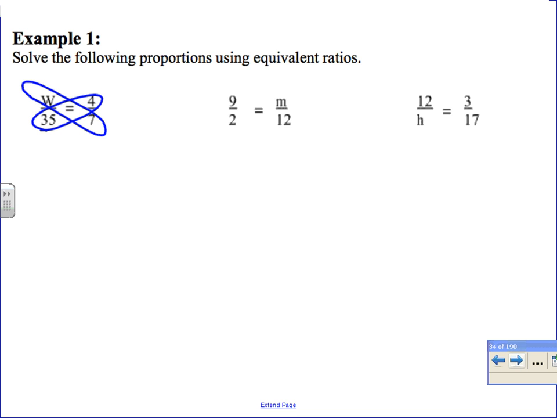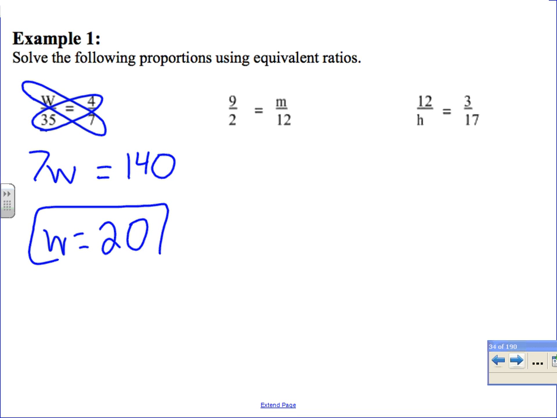So here's what happens. 7 times W is 7W, which is equal to 35 times 4, which is 140. So we're making it into an equation. And then, isn't it awesome? Divide both sides by 7. What's W? 20. So whether you do it this way, which I recommend because when it gets harder, you're going to use this method for all of them. And I'm hoping I'll be able to show you today what I mean by harder.